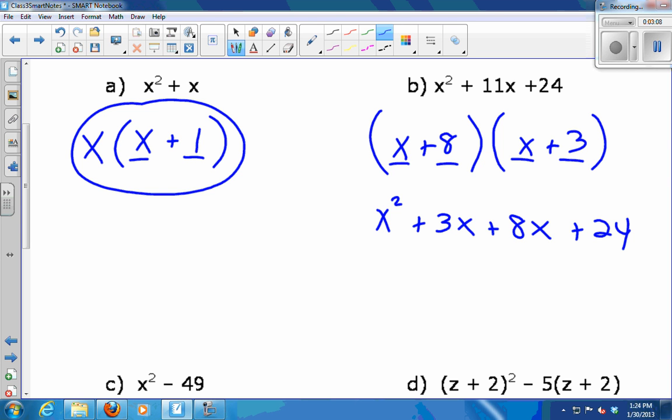Okay, so it's a little harder if the coefficient on x squared isn't a 1. It's a little harder to figure out whether we should have used 3 and 8 or 6 and 4 or 12 and 2. There's a little more guess and check. You have to just try them and see which one works.